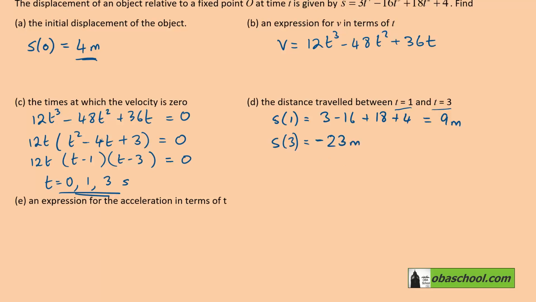Negative 23 meters. And so the distance is going to be the distance between these, which is going to be 23 add 9, which gives us 32 meters.